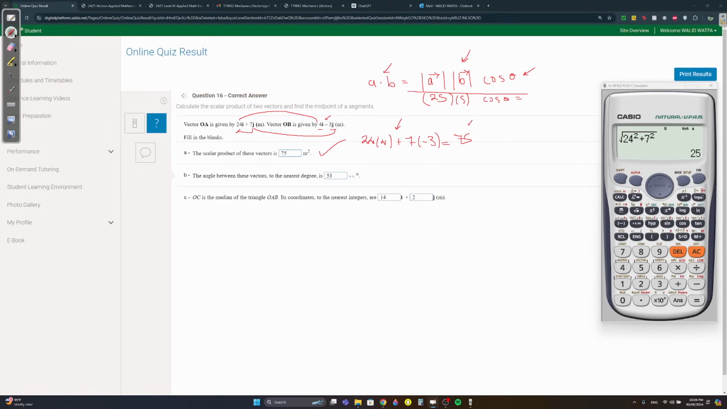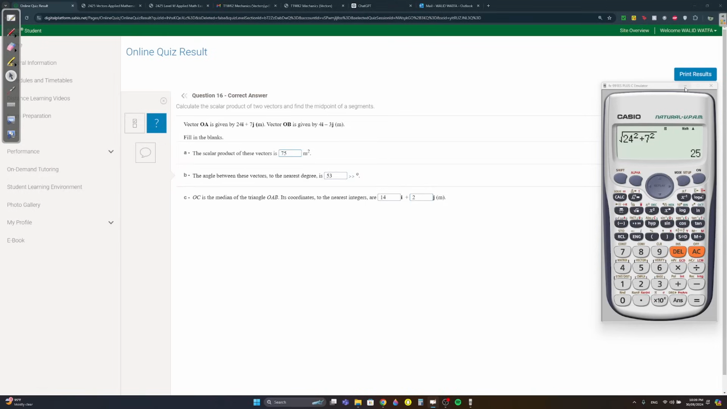Do we know what the scalar product is? Yes, 75. Okay, 25 times 5 is 125. Cosine theta is equal to 75. Can we find theta? Yes, we can. Just divide by 125. You get cosine theta is equal to 75 over 125. You get theta equals shift cosine of 75 over 125, which is to the nearest degree 53 degrees.